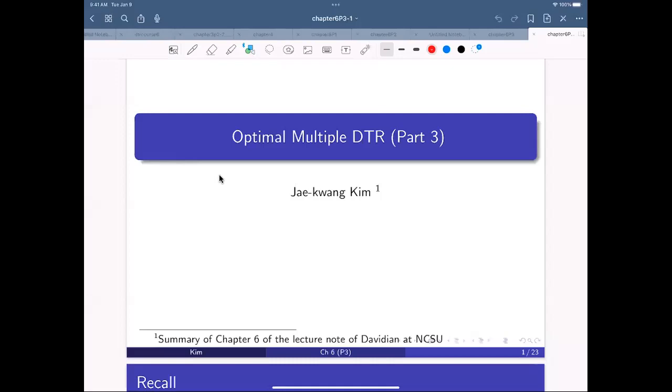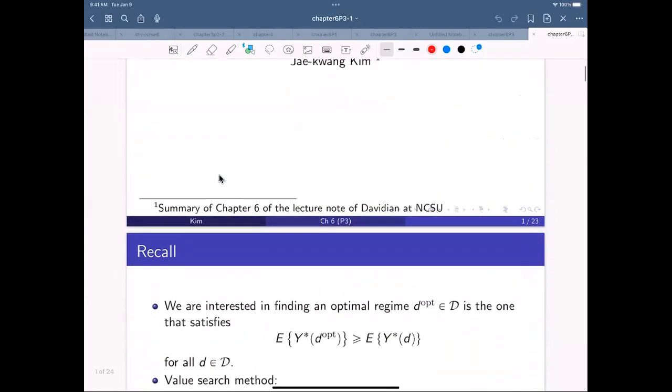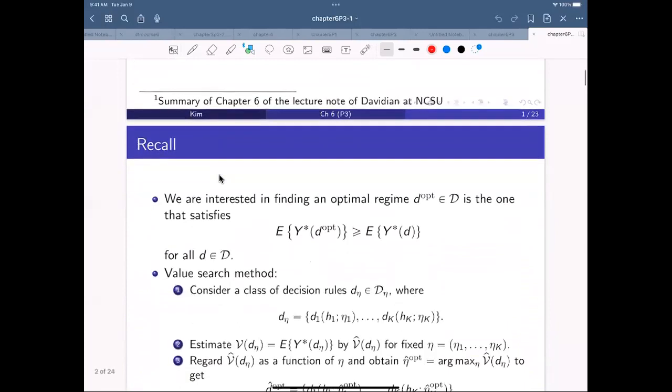Okay, so this is the last part of chapter 6. In the last class, chapter 6 is about finding the optimal regime, right? In some literature, the regime is called the policy. So sometimes it is called policy search or something.